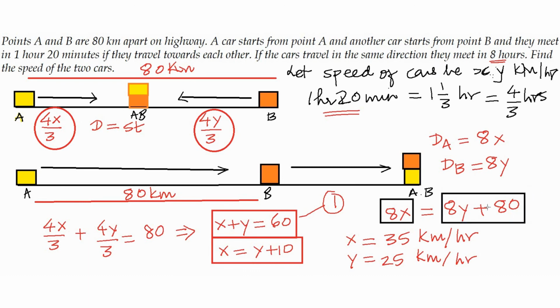So 8x equals 8y plus 80. I just divided by 8 and I got x equals y plus 10. So this became my second equation, and solving the two simultaneous equations, I got x equals 35 and y equals 25. So this is how I went about this particular question. Let me pause for a minute before I continue with my next question.